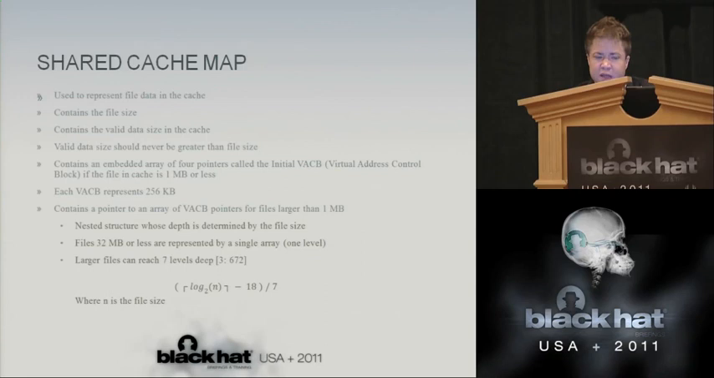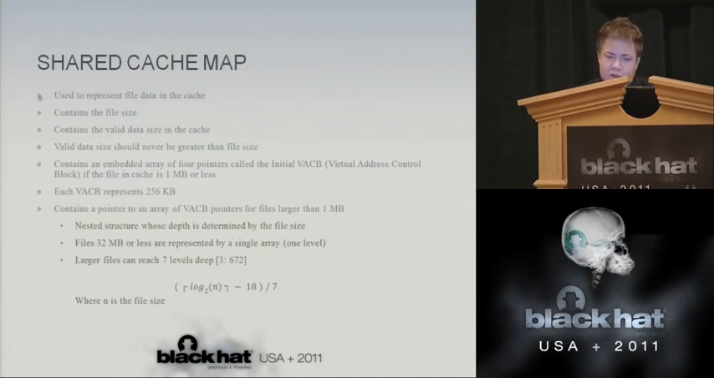Basically, these VACBs can be, there's an array of them. These arrays can be nested. I encourage you to read Mark Russinovich's Windows Internals book. I think it's chapter 13 or so. It's all about the cache.